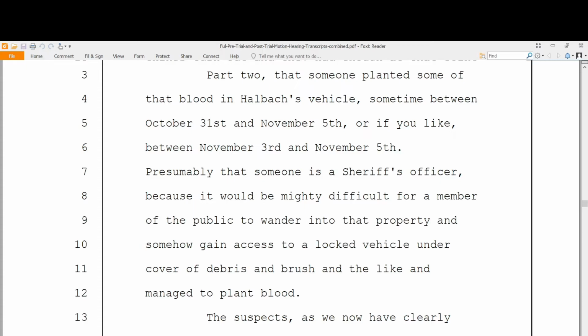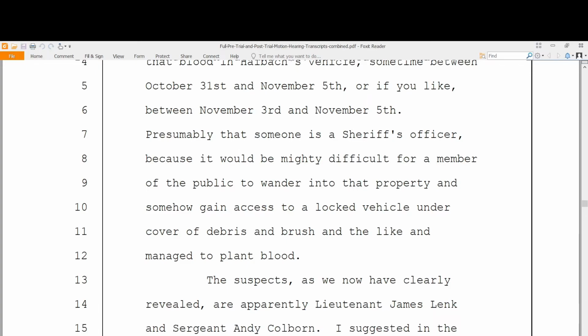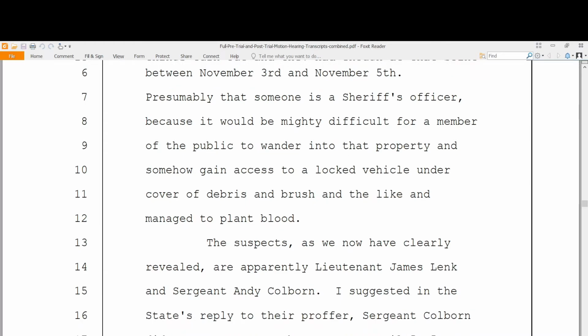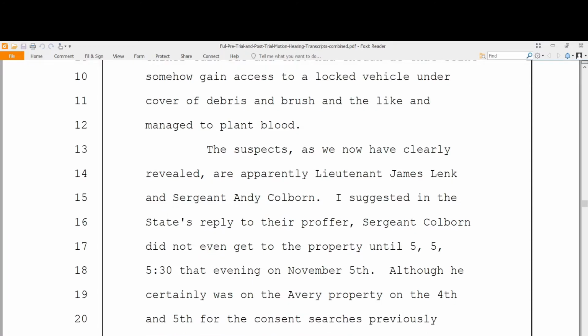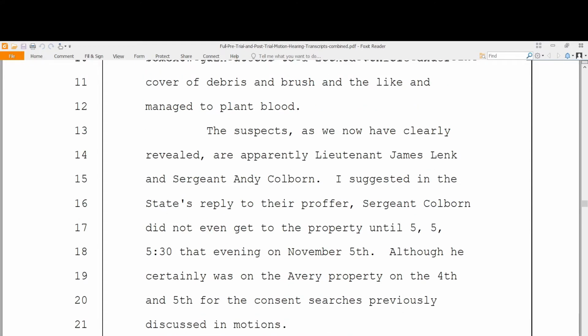Presumably, that someone is a sheriff's officer, because it would have been mighty difficult for a member of the public to wander into that property and somehow gain access to a locked vehicle under the cover of debris and brush and the like and manage to plant blood. The suspects, as we now have clearly revealed, are apparently Lieutenant James Lenk and Sergeant Andy Colborn.